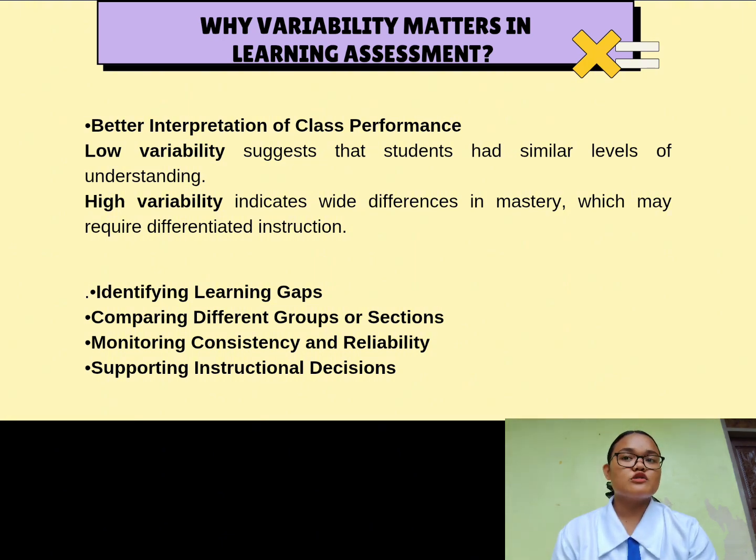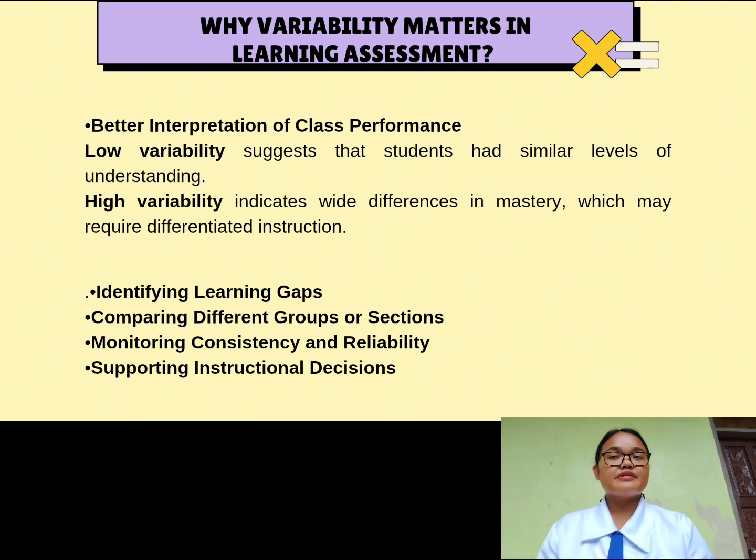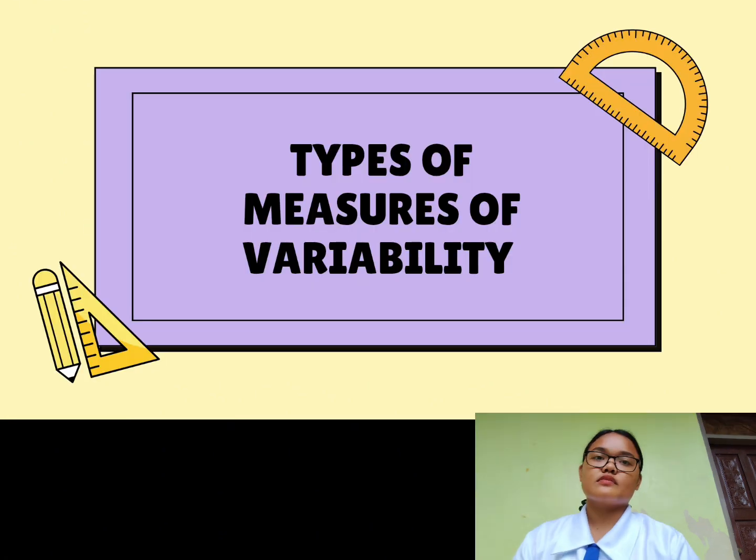Knowing how spread out the student scores are helps teachers plan interventions, adjust teaching strategies, and set realistic learning goals based on the actual performance pattern. Measures of variability help teachers understand how spread out student scores are, revealing the consistency, the diversity in performance, and the potential learning gaps. There are different types of measures of variability.